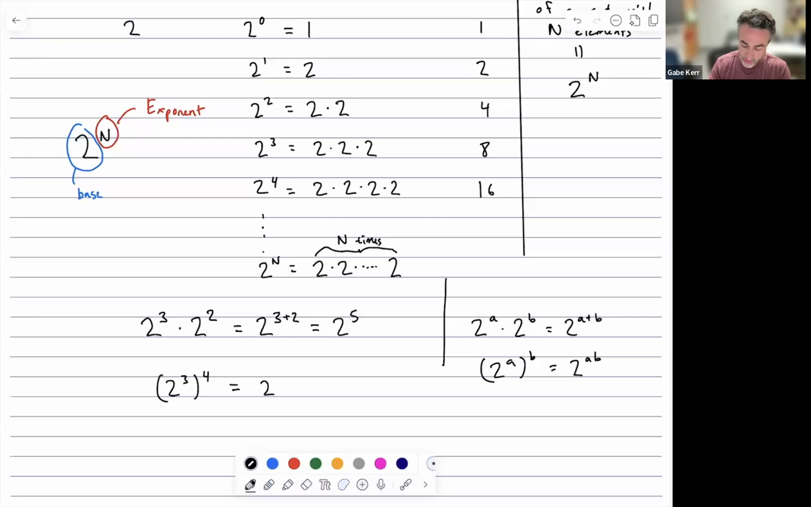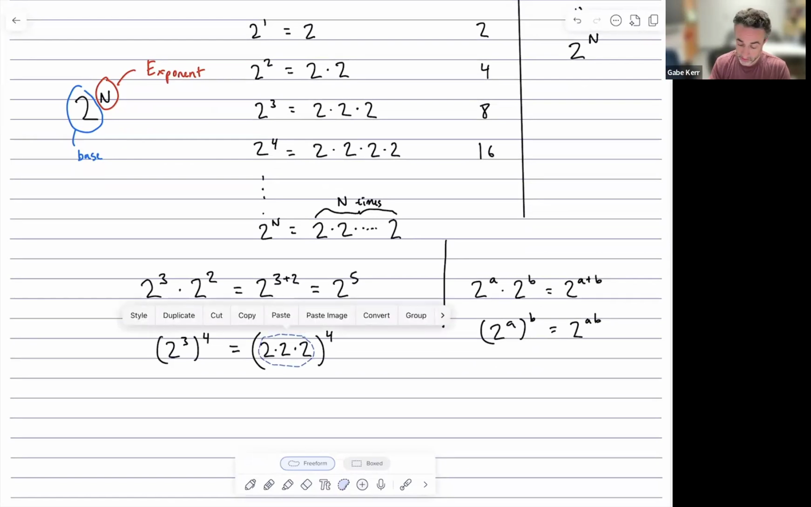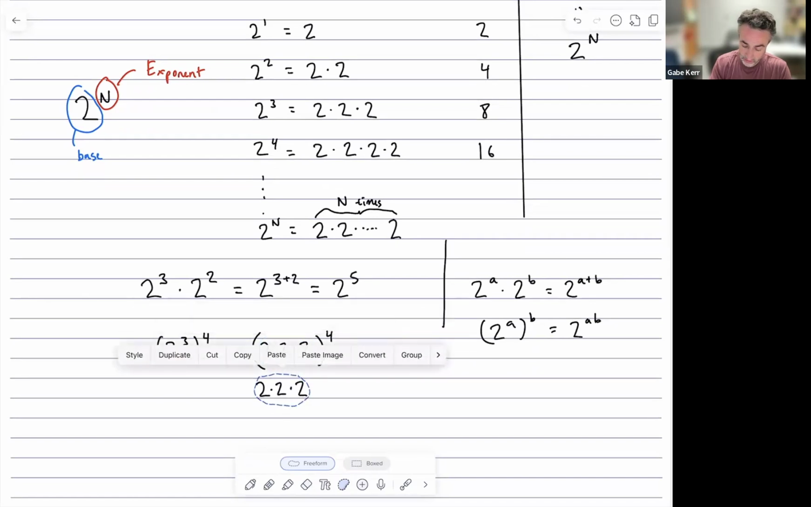That's 2 times 2 times 2, to the 4th power. Right? That's 2 cubed inside the parentheses now. And so what does that do? Well, let's just do it. It takes that number, 2 times 2 times 2, and multiplies it by itself 4 times.